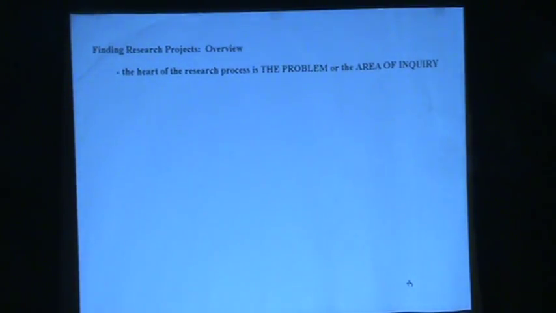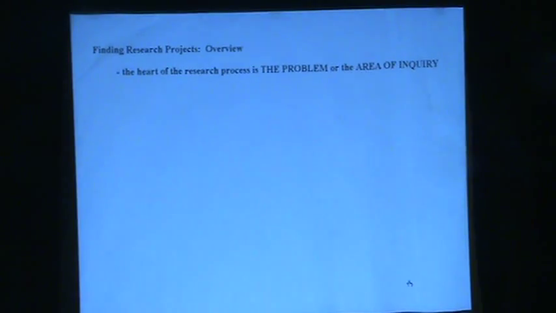Okay, finding research projects. So you're going to try to develop a research project. And the heart of the process that you're going to go through is the problem or your area of inquiry. If you can clearly state a feasible research problem, then you have actually done the major piece of work that needs to be done. The rest tends to just be grunt work.